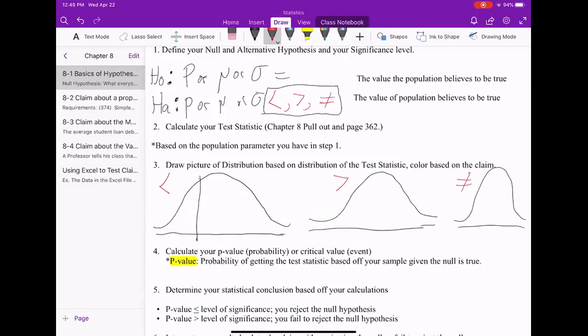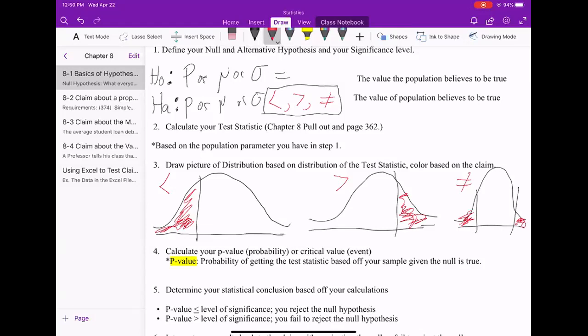To the left. Perfect. To the left. If I have a greater than, which way am I coloring? Right. To the right. And if I am not equal, I have 2 tails, just like a confidence interval.